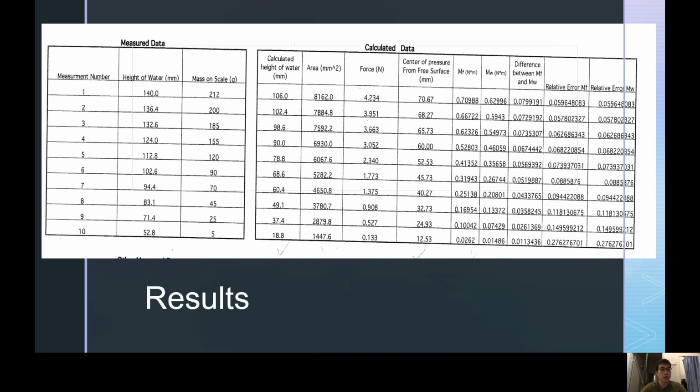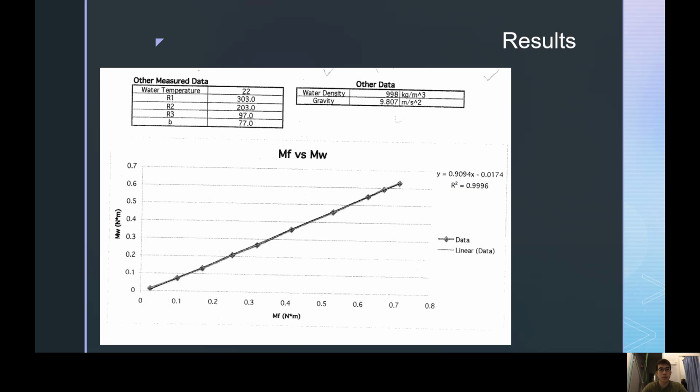Next, we have the results from the experiment, which is the measured data on the left and the calculated data using equations on the right. Data obtained from the calculation above were used to plot a graph of MF versus MW. It shows that we have a linear relationship between the two variables.